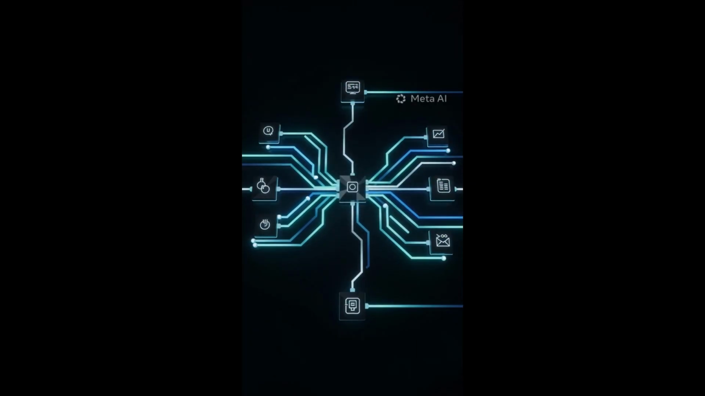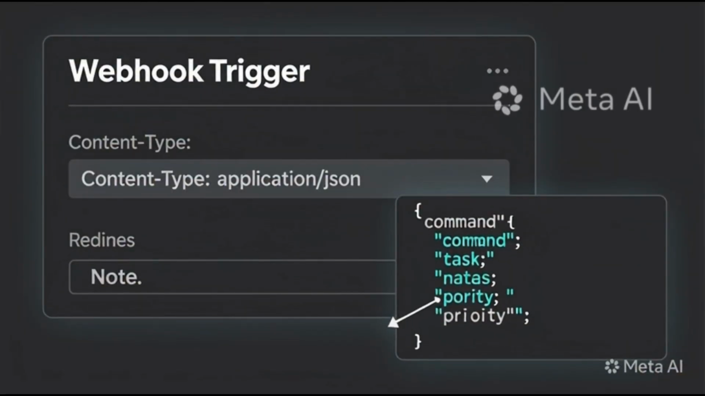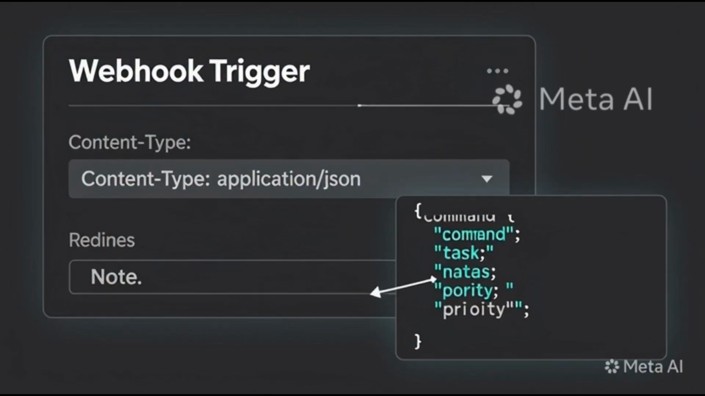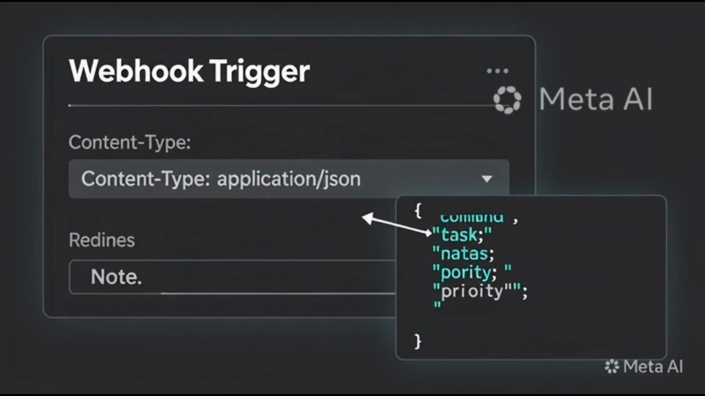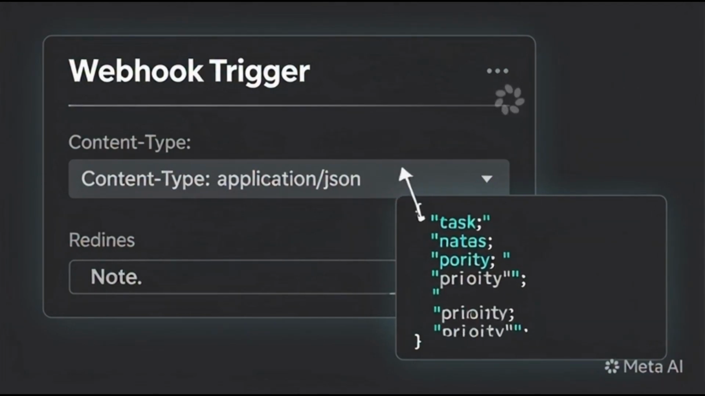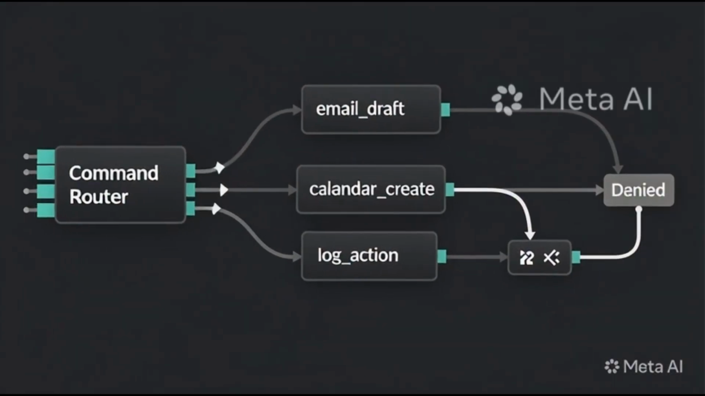The front door is a webhook, so the AI can send structured JSON like command, task, details, priority, whatever we decide. Structure beats vibes. Add a webhook trigger first. Think of it as the agent's doorbell. Set it to accept JSON and plan your fields like a mini form, because later the MCP schema will enforce the same shape.